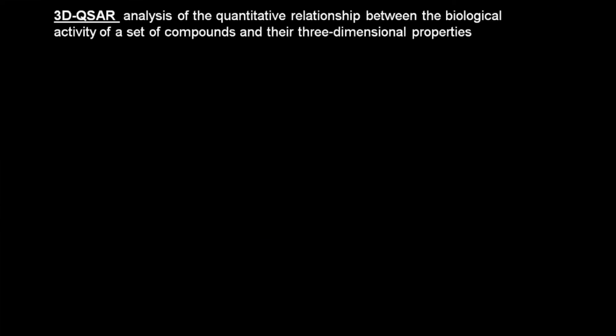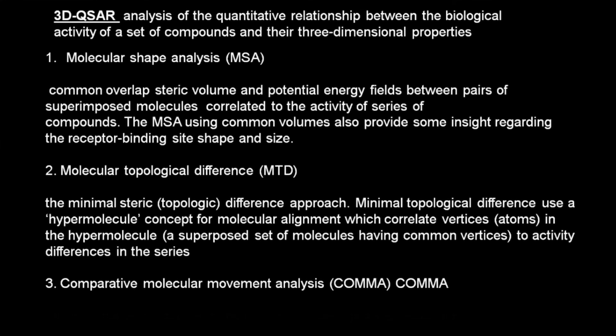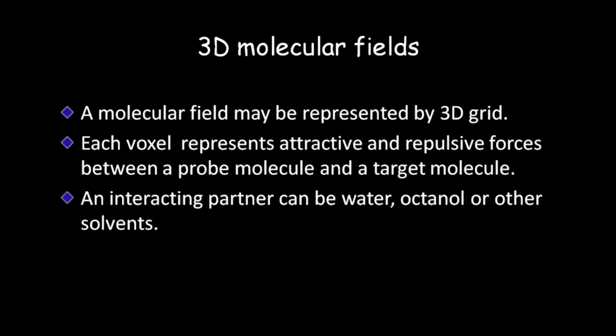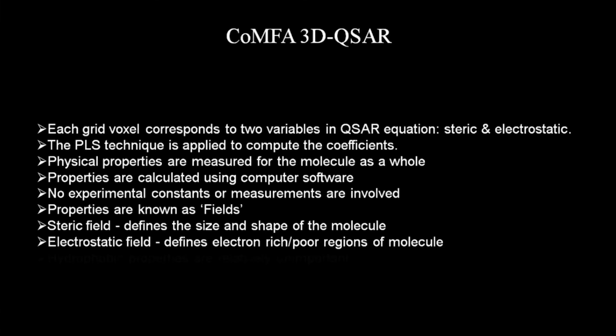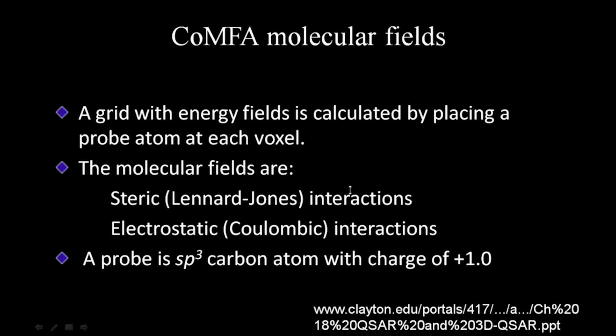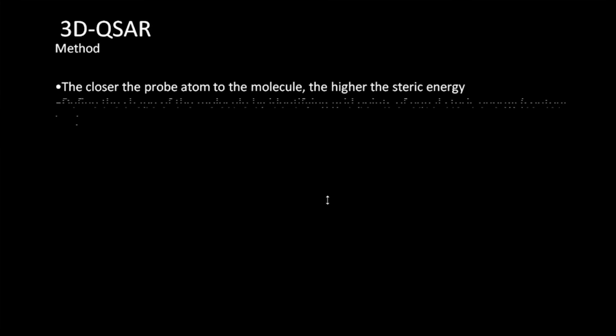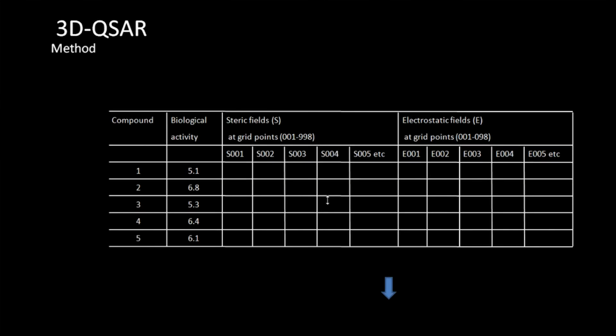So how do you calculate the steric and electrostatic information? For steric, you use the Lennard-Jones interaction. Electrostatic, you look at the Coulombic interaction, right? And then you place it at each grid point. When you do that, you get some numbers. Once you get these numbers, what do you do? You make a table, as I had mentioned. Yeah, make a table. So at each grid point, for a steric Lennard-Jones, you will get some number, and then the electrostatic, Coulombic numbers.